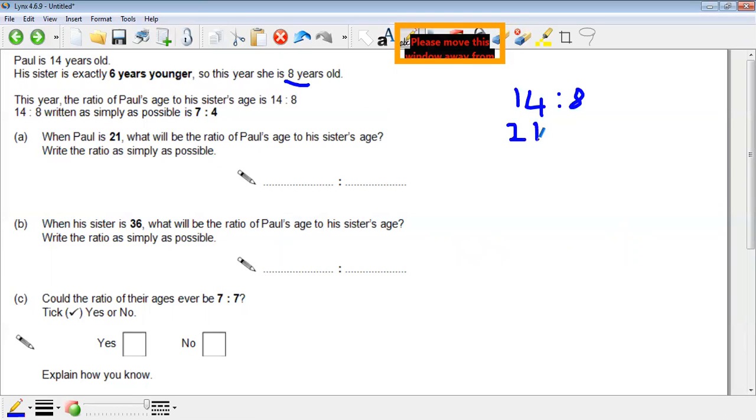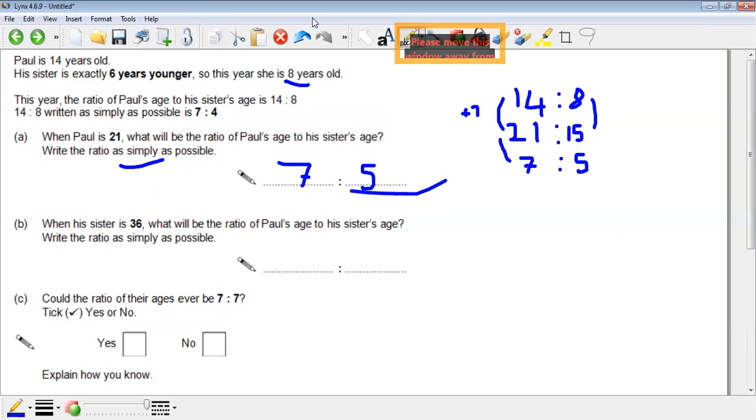Now, obviously, because this is age, they're both getting 1 older each time. So you're actually adding to this ratio. And 7 years have passed. So the sister would be 15 over here. And then it says as simply as possible. So from table facts, I know they're both in the 3s. This would become 7, and then this is 5, 7 to 5. Obviously, that doesn't mean he's 7 and she's 5, but that's as simple as you can explain that ratio.